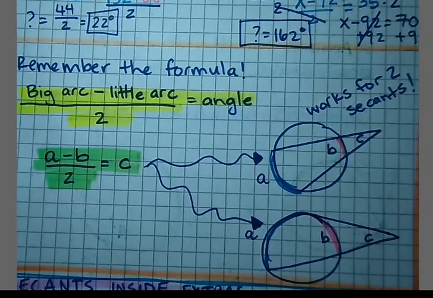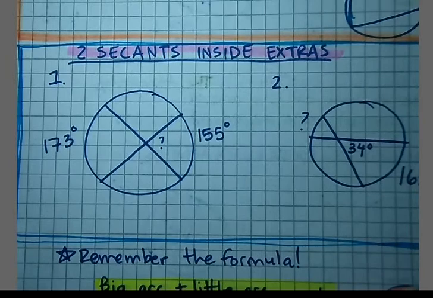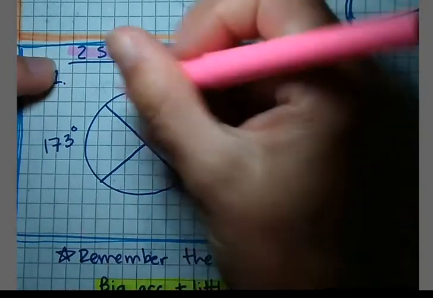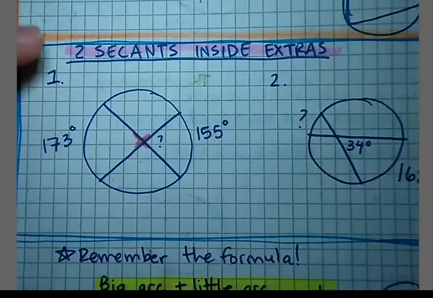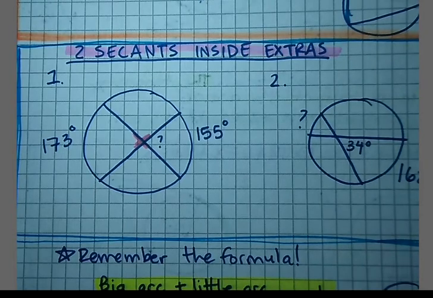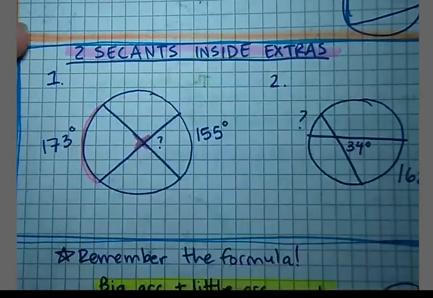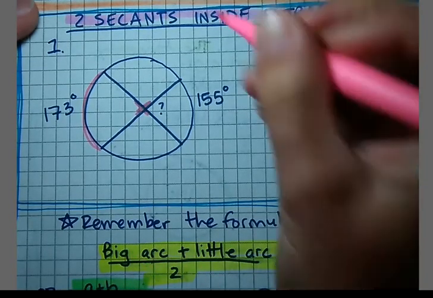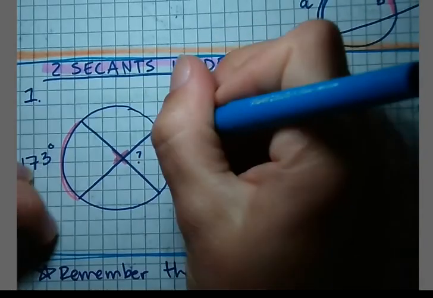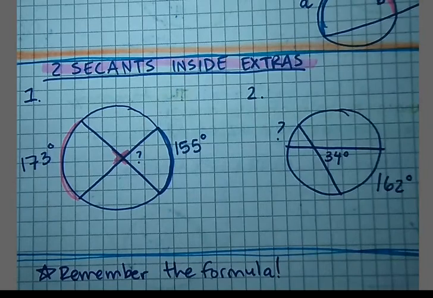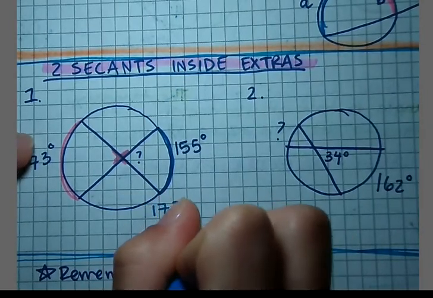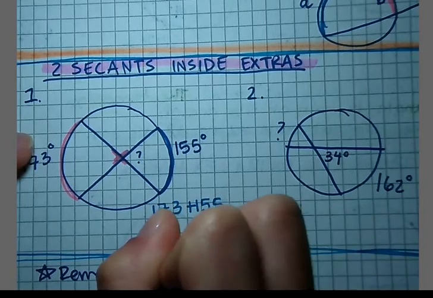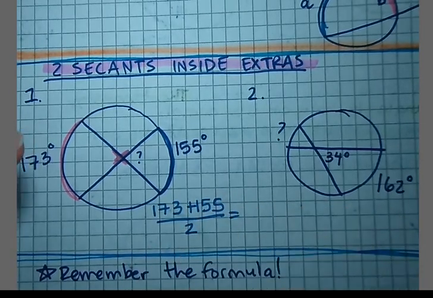Now the last big problem that we're going to do is two secants inside of the circle. Those are the ones that look like this. What I like to imagine here is that this is a big plus sign on its side. Since that looks like a big plus sign, I'm going to be adding the two arcs and dividing by 2. So here's the formula: big arc plus little arc divided by 2 equals angle. It doesn't matter which order you do it in, you just add the arcs together. So it's going to be 173 plus 155 divided by 2 equals that angle.